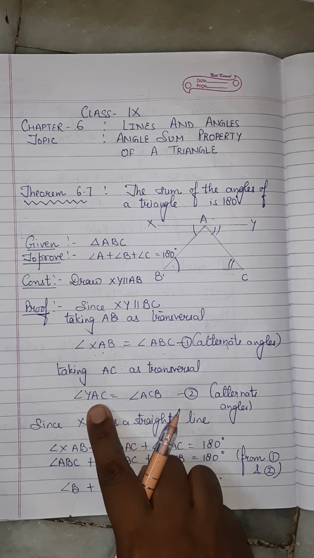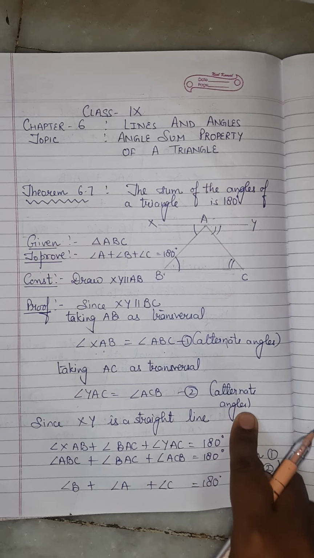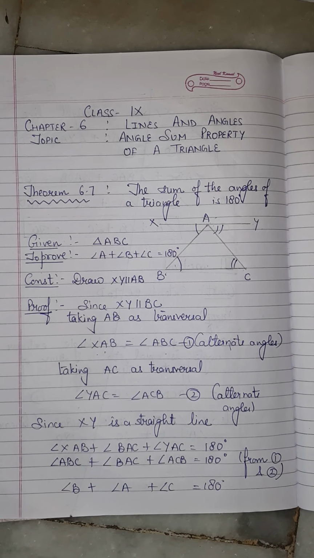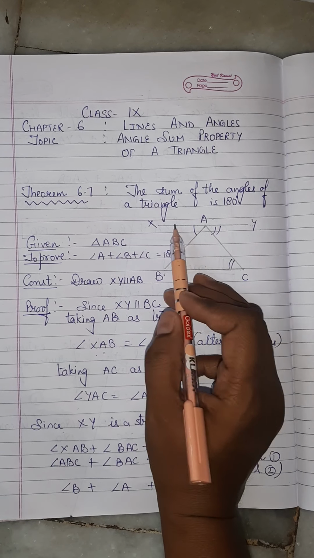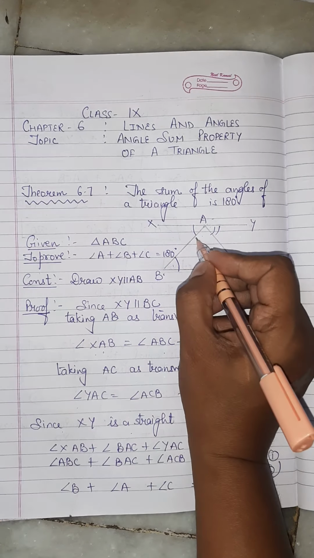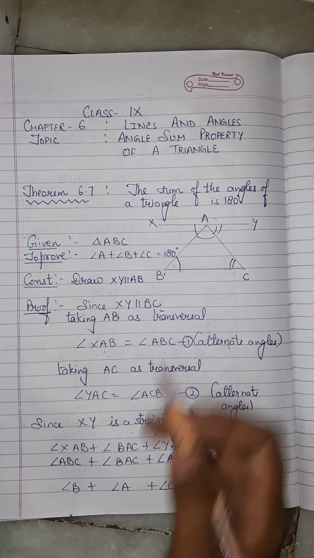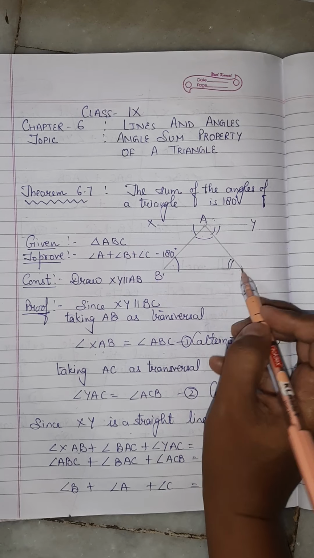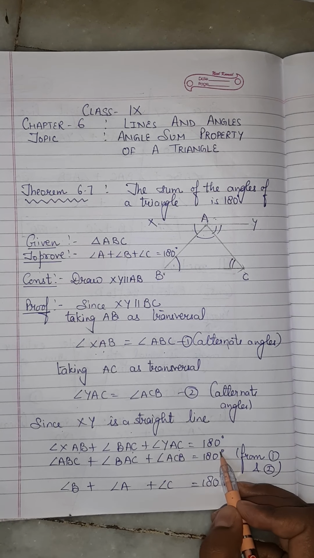YAC. Name of this one? ACB. YAC is equal to ACB, again for the reason alternate angles. Now, since XY is a straight line, the sum of these three angles is 180. So we can say XAB, BAC, YAC is 180.